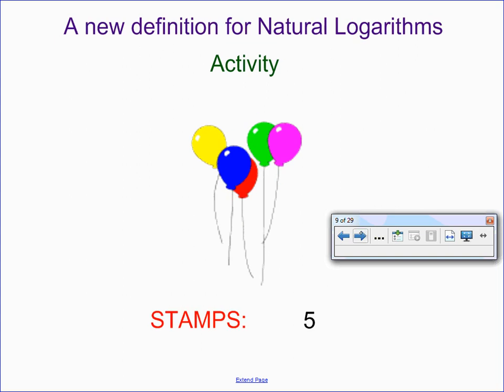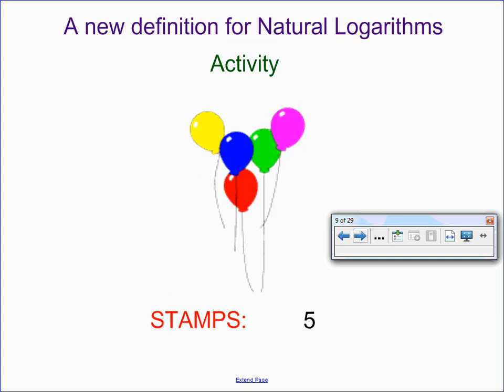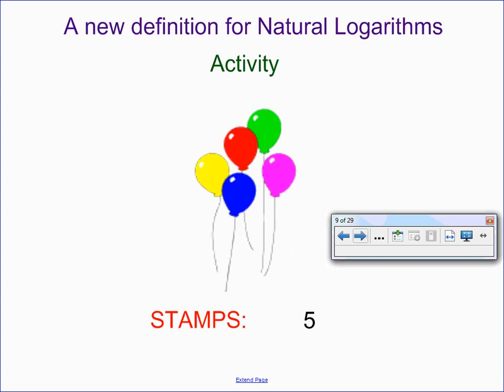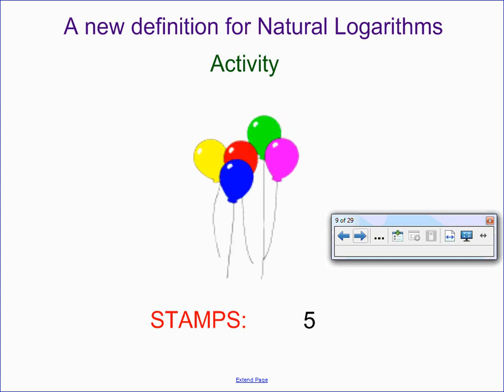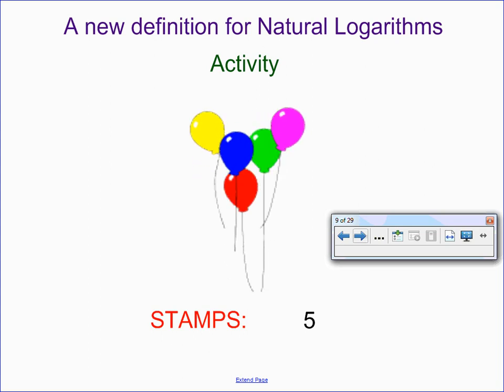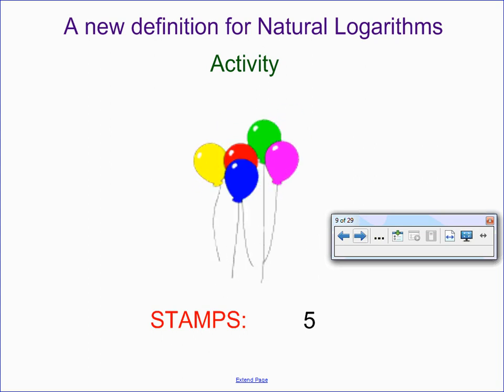Next, a new definition for natural logarithms. We're going to go ahead and earn stamps for that on number 5. So that's our calculus definition for natural logarithms. That's 6.2, right? 6.2 natural logarithms. Everybody find that? Circle number 5, that's our stamp eligible item on that one.